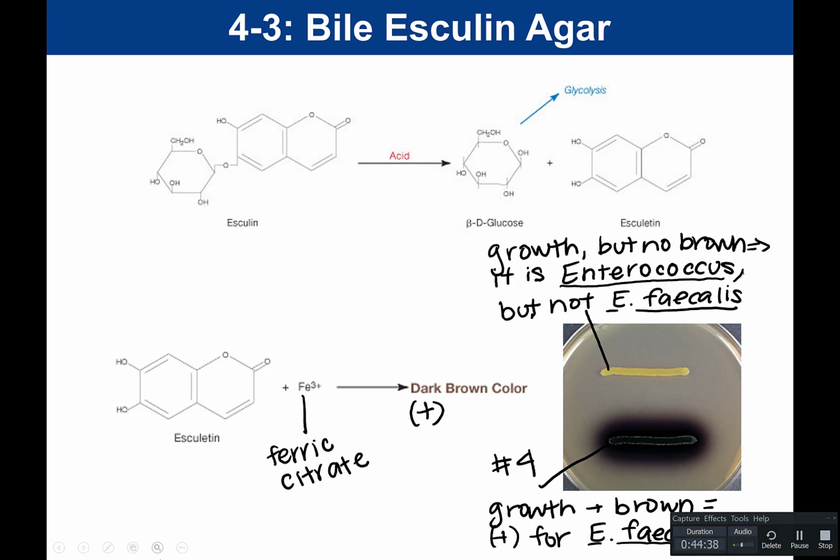On the blood agar, you would have gamma hemolysis, it would grow, but it would have no breakdown of red blood cells. Instead, you would have to look at the bile esculin slant. We do it on a slant, not on a plate. If it's brown, that is going to tell you that organism is your E. faecalis. So number 4 would be your E. faecalis.